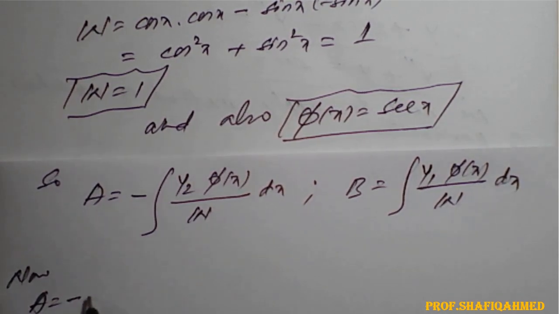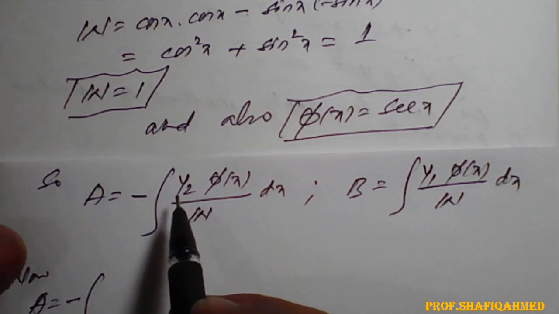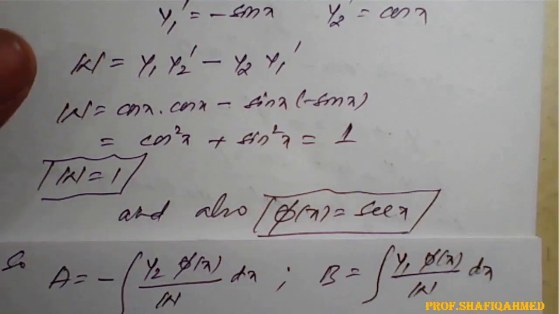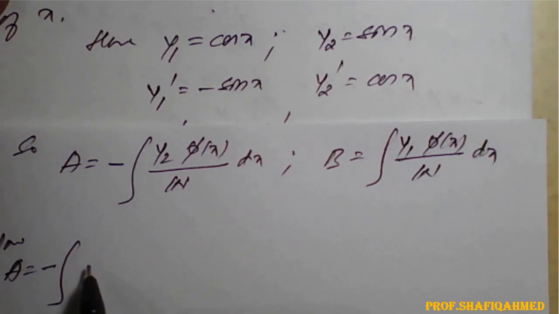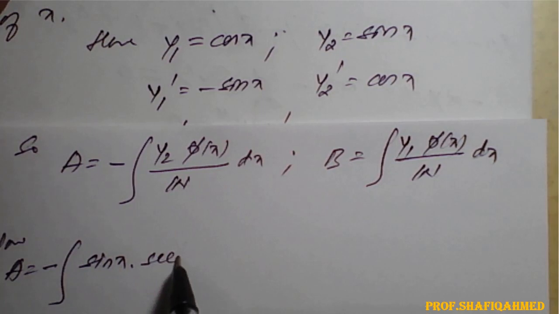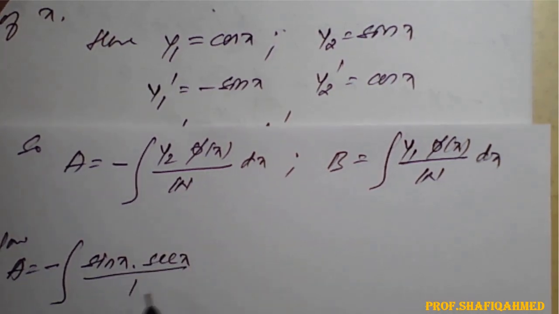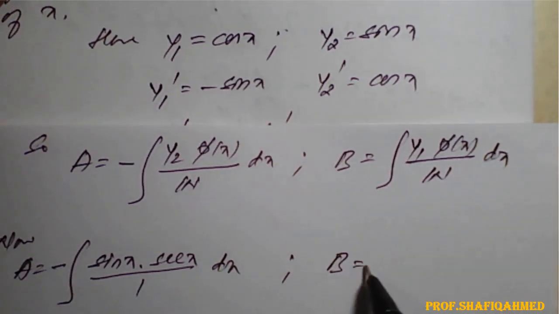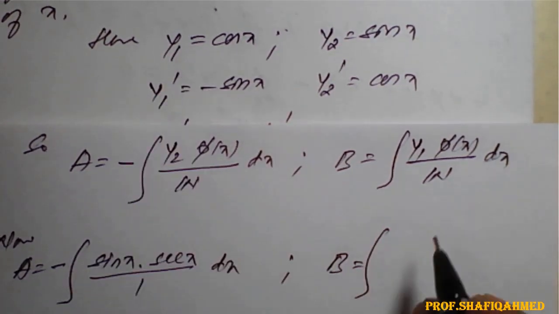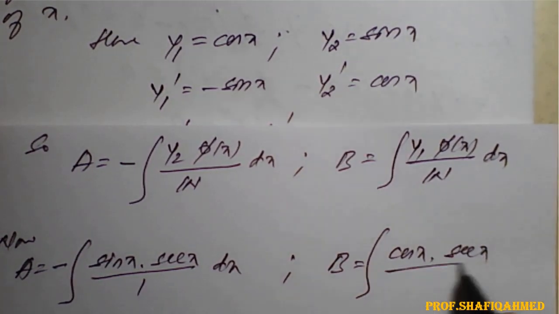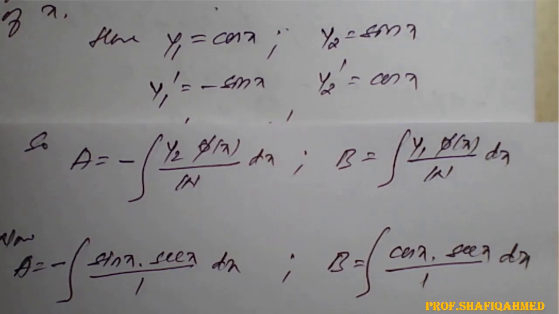So A is equal to minus times integration of y2. The y2 value, if you see here, is sin x. Phi of x is secant of x. The w value we got is 1, into dx. Similarly for B, I will write the formula. The y1 value is cos x, phi of x is secant of x, and w is 1, into dx. Now we'll simplify.